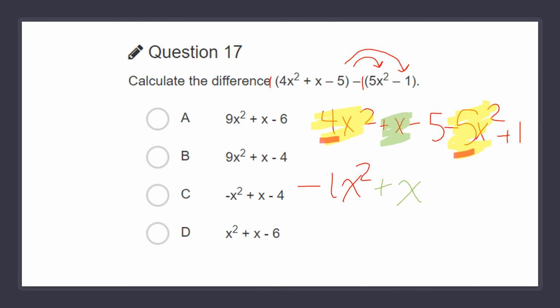And then we're going to finally look at our constants. We have a -5 and a +1. -5 plus 1 is -4. So when looking for your answer, remember that they won't write a coefficient of 1, so it's just going to be -x squared plus x minus 4. So option choice C.